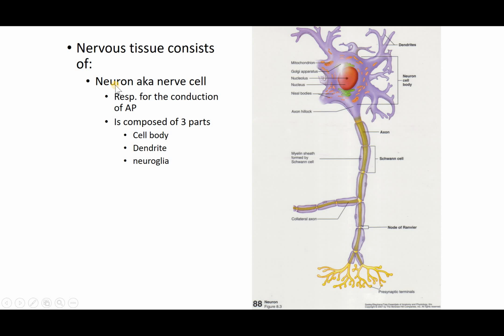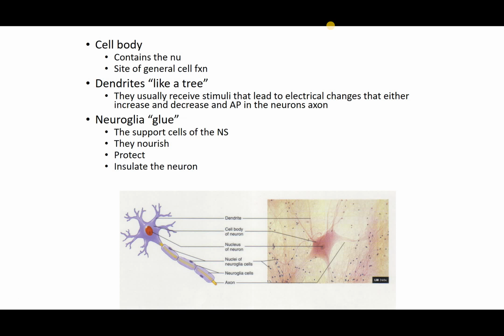Okay, the nerve tissue consists of a neuron, also known as a nerve cell. Okay, so you're seeing that over here. And it's responsible for the conduction of the action potential. And the three main parts are the cell body, which you're seeing basically there, all that cell body. The dendrites, which are these branch-like structures.